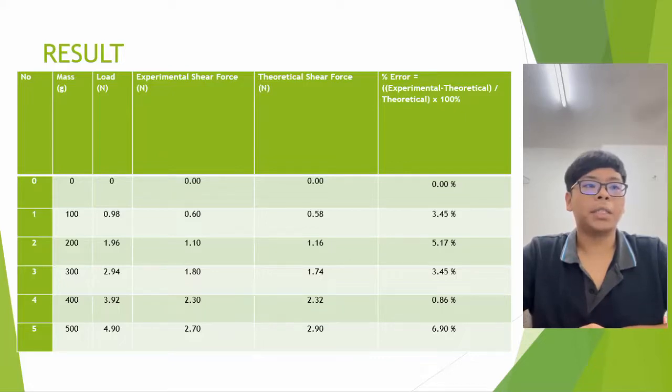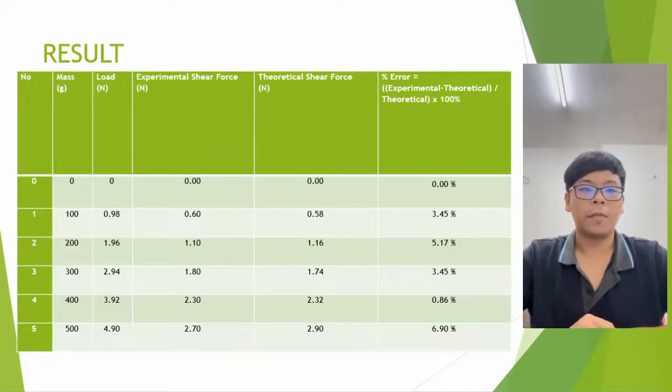And then the mass is the same, which is 0 to 500. And then the load at 100 grams is 0.98, and then 200 is 1.96, and then 300 is 2.94, and then 400 is 3.92, and then 500 grams is 4.90. And then the experimental shear force for 100 grams is 0.6, and then 200 is 1.1, and then 300 is 1.8, and then 400 is 2.3, and then 500 is 2.7.